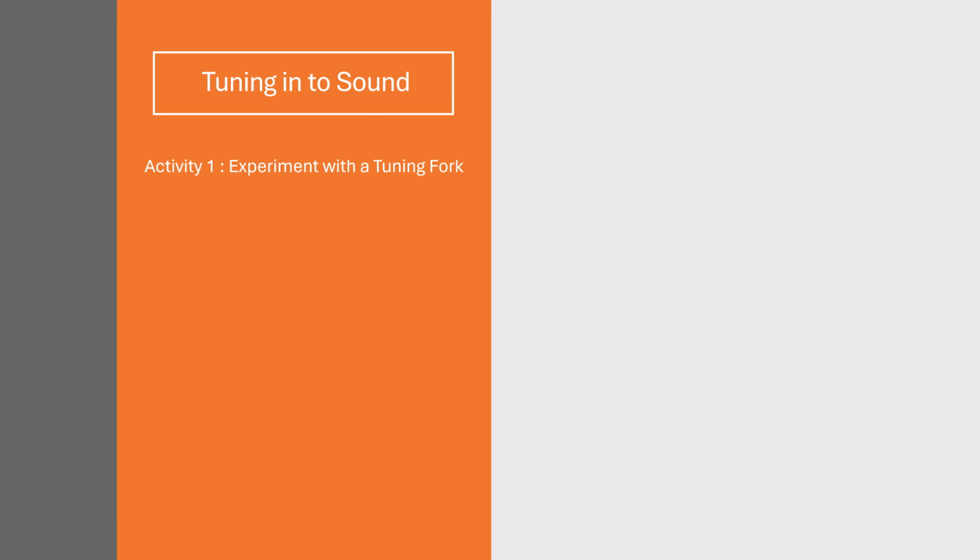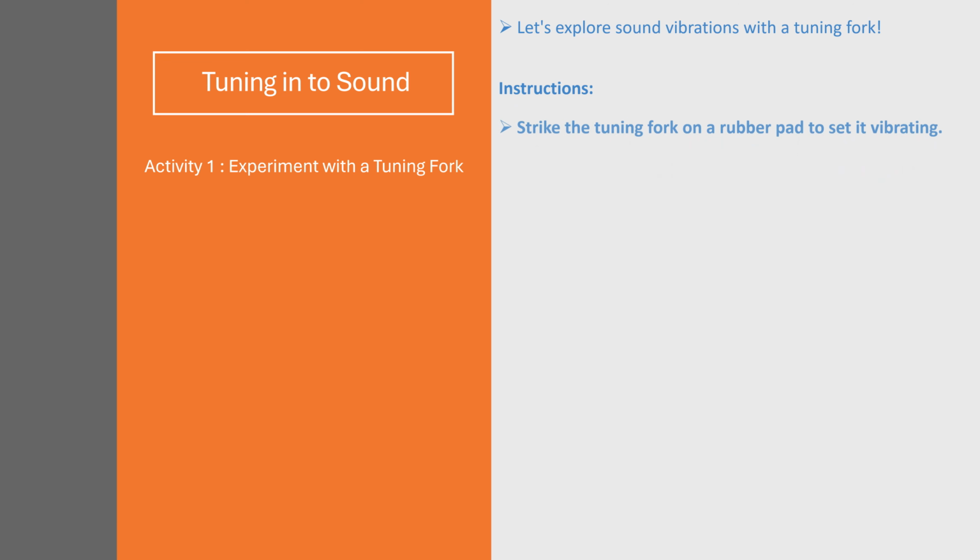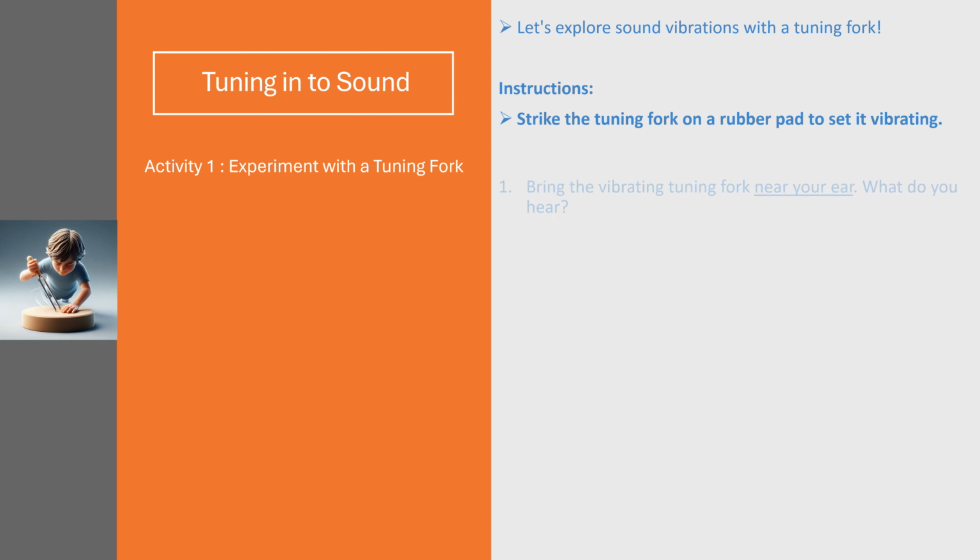Time for some activities now. Let's explore sound vibrations with a tuning fork. Take a tuning fork, strike it on the rubber band to set it vibrating. Now you see that it's vibrating. Refer to the image. Bring the vibrating tuning fork near your ear. What do you hear?